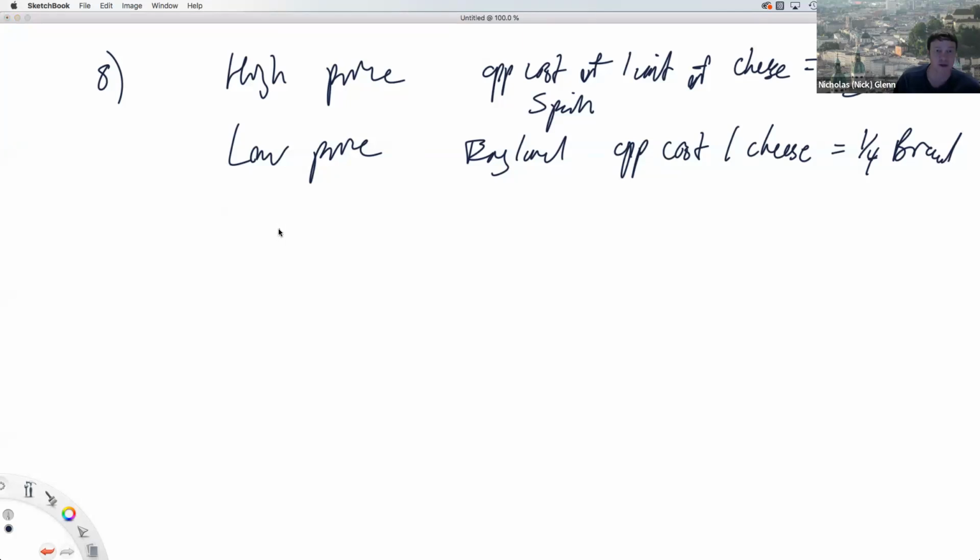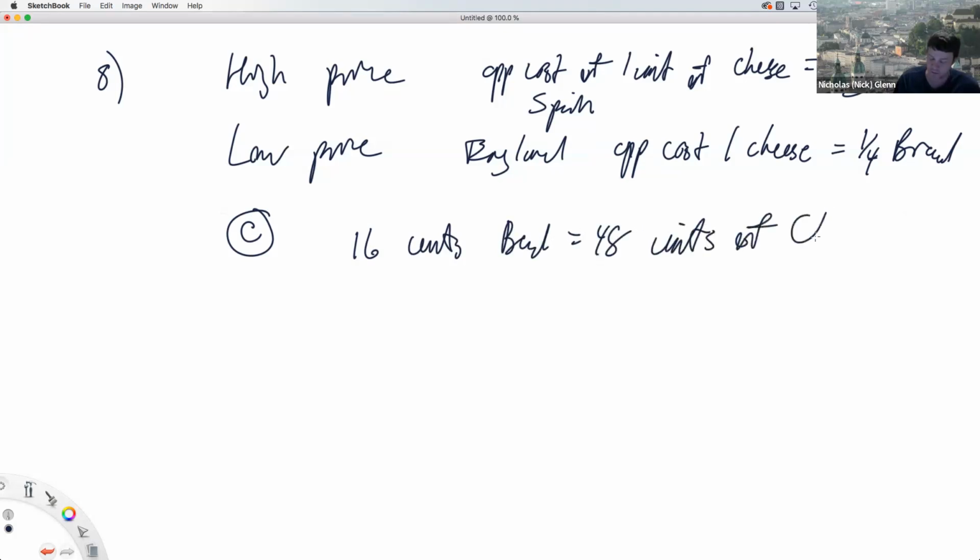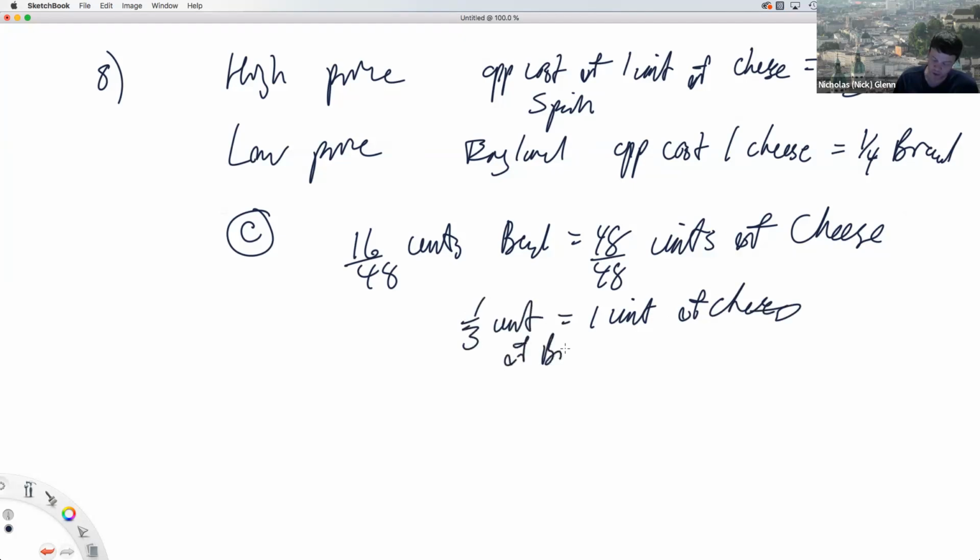So if you look at these prices here, what you can do is convert them. What we're going to do is look at C. This is the correct answer. We have 16 units of bread or 48 units of cheese. So to get this in terms of the cost of cheese, expressed in units of bread, just divide both sides by 48. So 1 unit of cheese for 1/3 of a unit of bread. You can see this is 1/3, between 1/2 and 1/4 of bread here. So that's a good price.